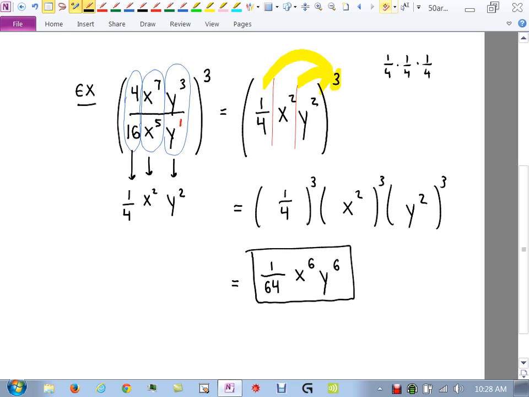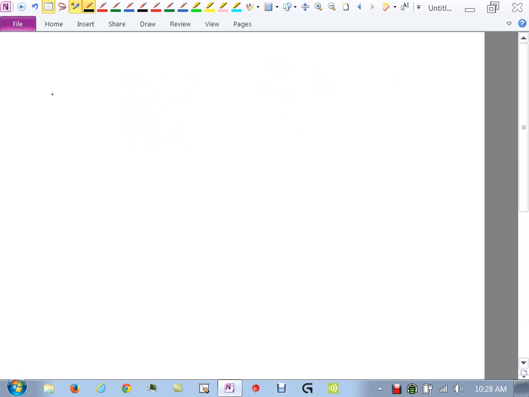One thing I do want you to be careful of, all right? Take a look at this problem right here. What if I have x plus y squared?